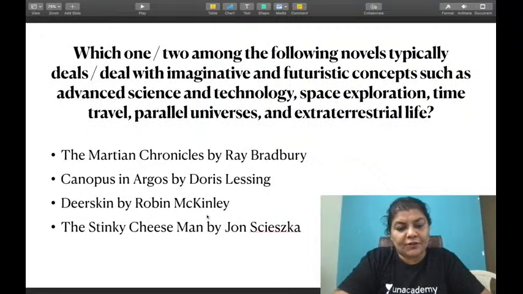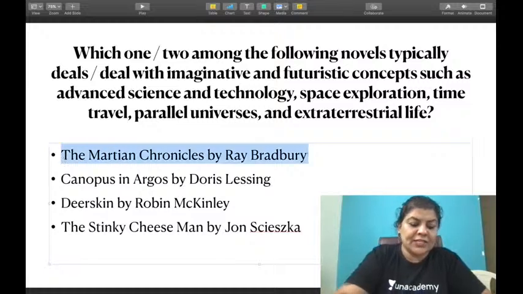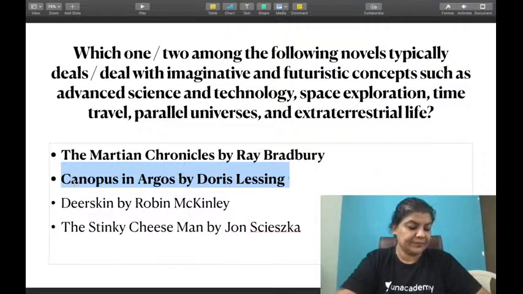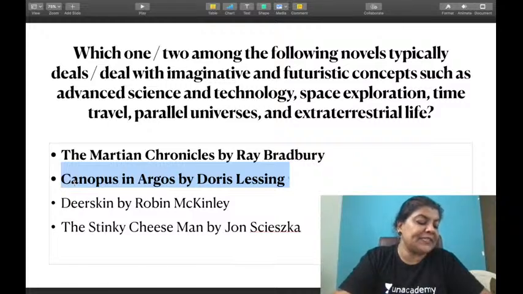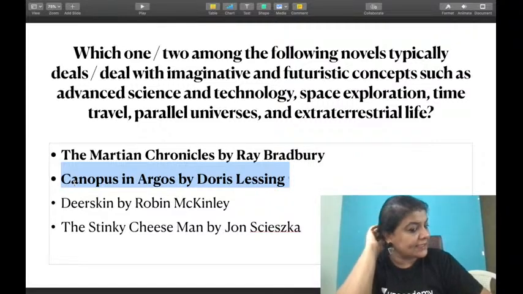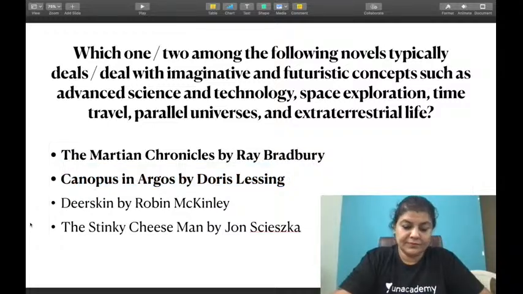Which two of the following novels typically deal with imaginative and futuristic concepts related to science and technology, space exploration, time travel, parallel universes? You know these two. Which of these novels deal with all this? It is Ray Bradbury's Martian Chronicles as well as Canopus in Argos by Doris Lessing. Agatha Christie, female detective, Miss Marple. Miss Marple is a female detective in Agatha Christie. Martian Chronicles and Canopus in Argos.